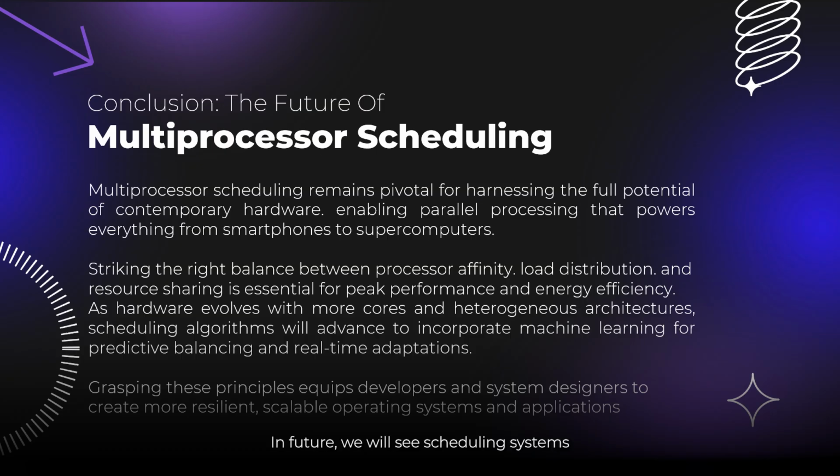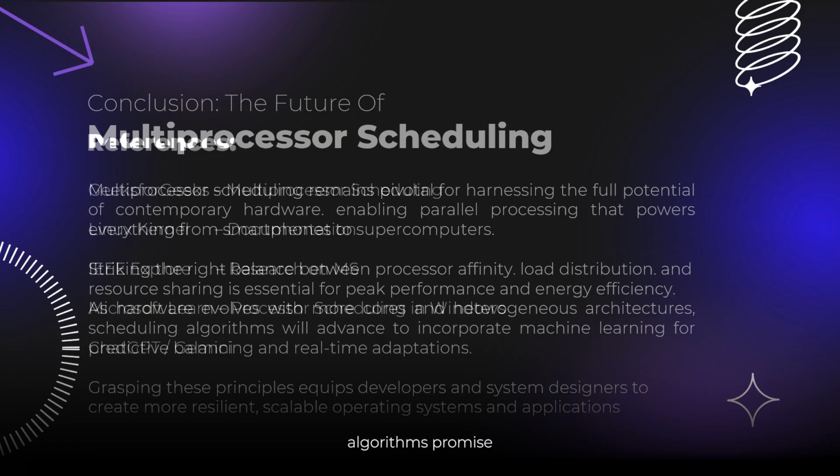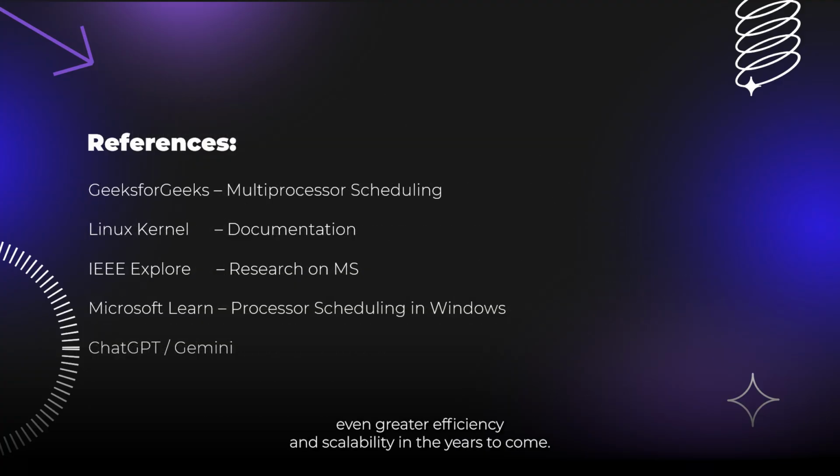In future, we will see scheduling systems that use machine learning and AI to make predictive decisions, adjusting workloads automatically based on real-time usage. This means systems will become smarter, faster, and more energy efficient as they learn and adapt. To summarize, optimized scheduling is what powers today's computer innovation, and AI-driven algorithms promise even greater efficiency and scalability in the years to come.